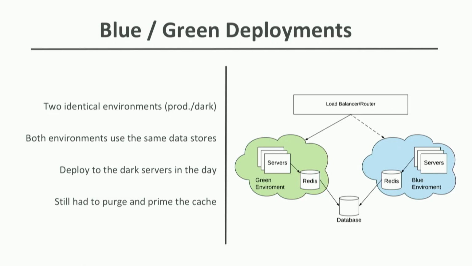So just like everybody else, we're like, oh, this blue-green deployment seems pretty nice, so let's try that. We decided we're going to have two identical environments. They'll talk to the same databases. One was always the active one, and then the other one was dark, meaning the site wasn't actually touching it. So what this allowed us to do is deploy in the day to the dark servers while production ran on the other environment, which was great.